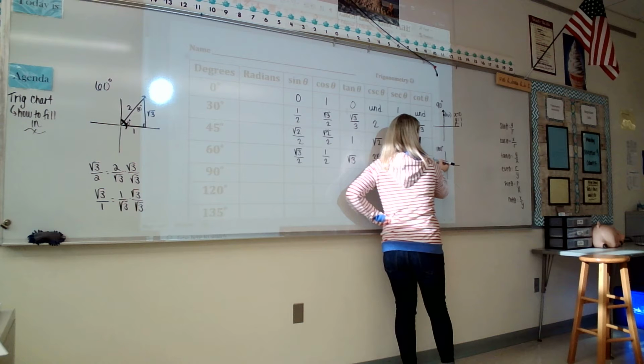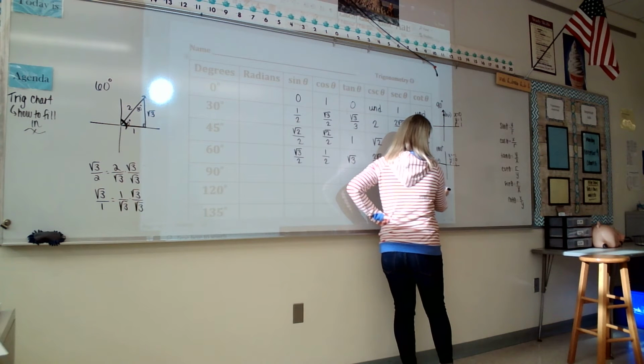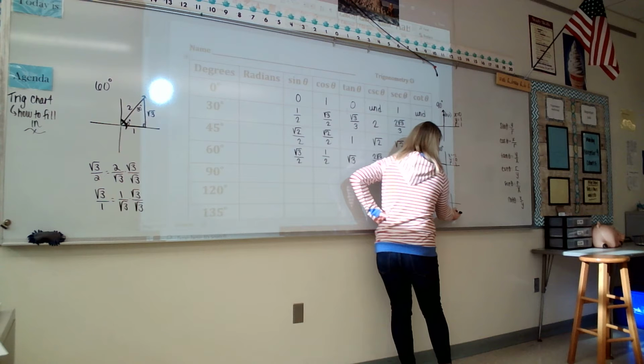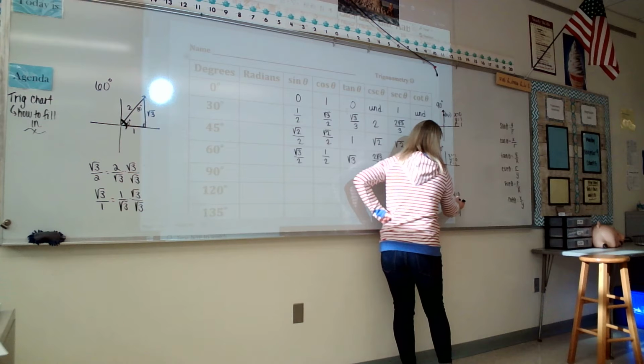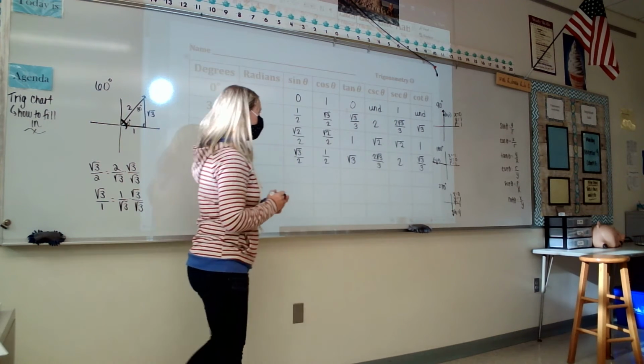So that's the point (-1, 0), where x is -1, y is 0, r is always 1. And for 270, that's down here. That's the point (0, -1). So the x is 0, the y is -1, and the r is 1. And once again, 360 and 0 are the same.